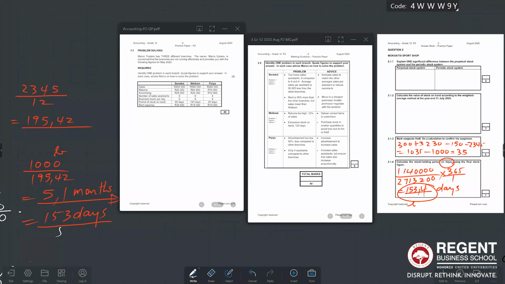Now in Paris, look at the sales. 405 for Senegal, 540 for Welcome. Paris sales are 260,000, way below the other two. But look at the advertising.